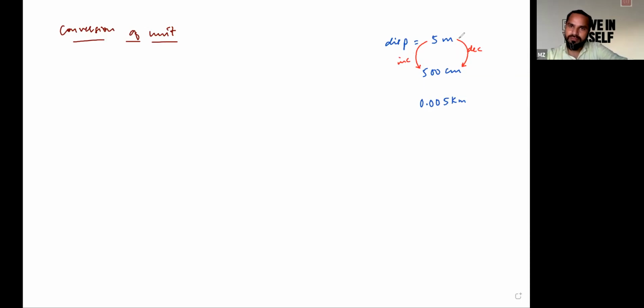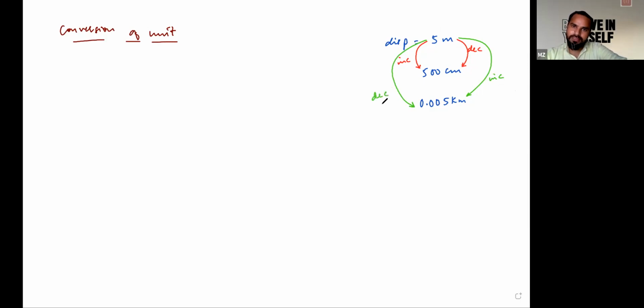Similarly, on going from meter to kilometer, what am I doing here? I'm going from meter to kilometer. I'm increasing the unit from meter to kilometer. So just check the numerical value in this particular conversion. 5 just becomes 0.005. It would just decrease.